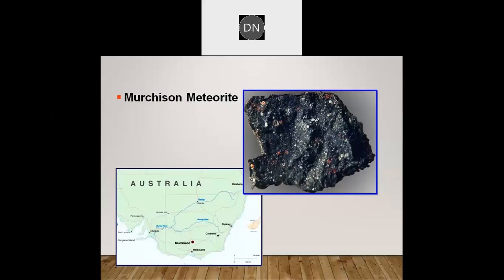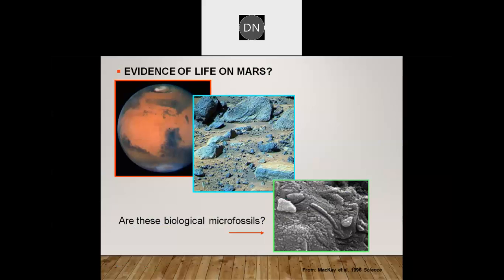Murchison meteorite. What is this? The Murchison meteorite is a meteorite that fell in Australia in 1969. In this picture, you can find Murchison, and this meteorite fell near Murchison, Victoria. It belongs to a group of meteorites rich in organic compounds. Due to its mass and the fact that it was an observed fall, the Murchison meteorite is one of the most studied of all meteorites. Next.